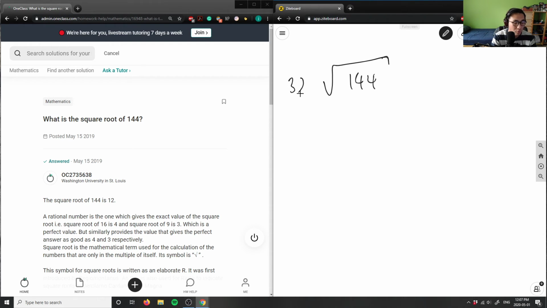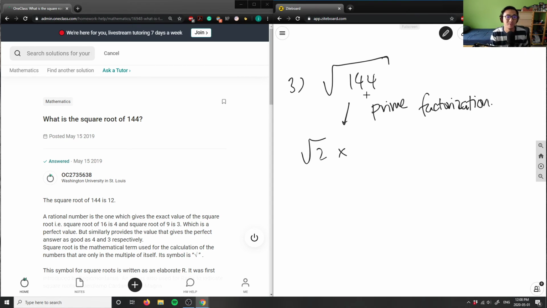So 144, and we're using this topic of prime factorization, right? Prime factorization would help us solve for these roots here. So let me write down prime factorization. And basically, we're just taking out prime numbers from this big number for us to simplify our radical, right? So 144, I can take out a 2, right? I know it's an even number, which means 144 is divisible by 2.